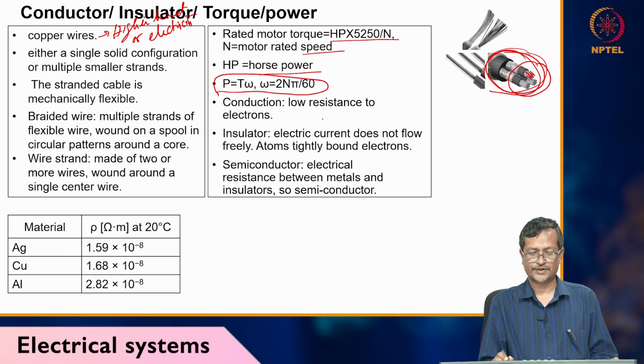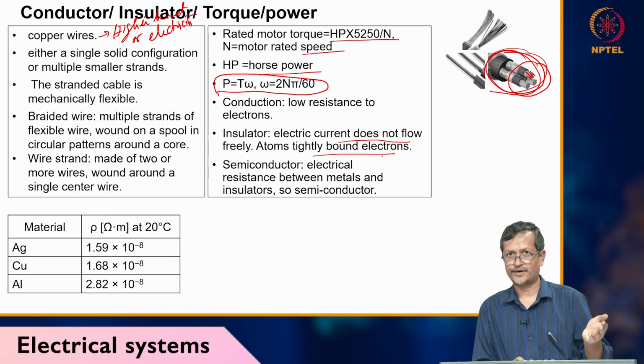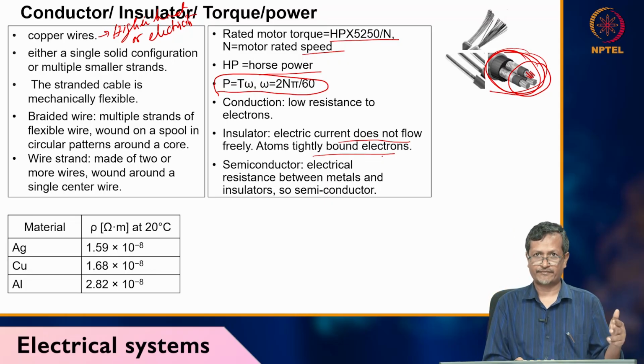Conduction, low resistance to electron. Insulation, electric current does not flow freely. Atoms tightly bound in the electrons. So whenever there is a conductor, there will be one insulator just to protect the conductor. Especially in shipping applications, any open wire must not be kept anywhere.